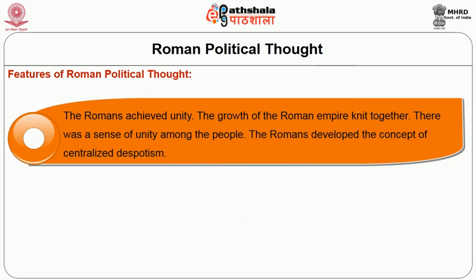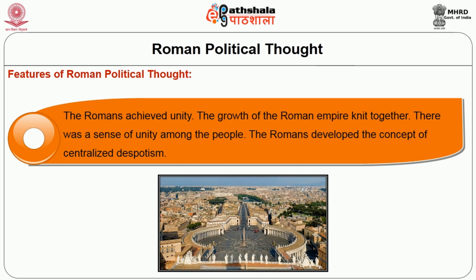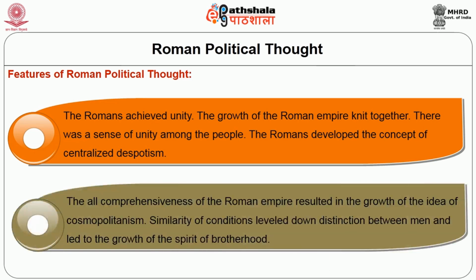Furthermore, the Romans developed the concept of centralized despotism. Rome was the nerve center of the empire, and the vastness of the empire made centralized despotism a political necessity. The all-comprehensiveness of the Roman Empire resulted in the growth of the idea of cosmopolitanism. Similarity of conditions leveled down distinctions between men and led to the growth of the spirit of brotherhood.